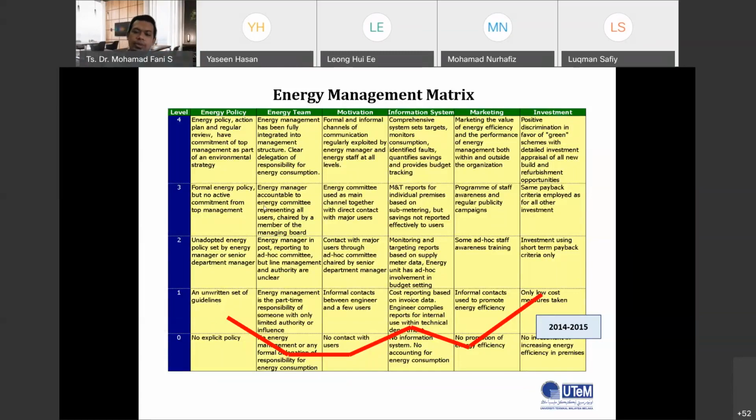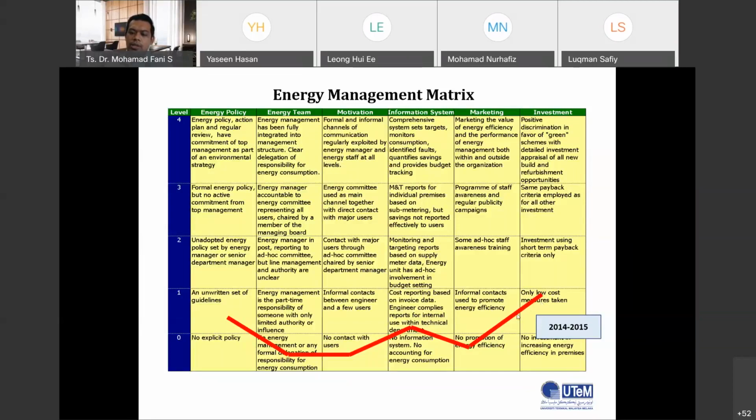Before SAM was introduced in UTEM, we had no proper energy management. There was an unwritten policy set, and there was no commitment from the top management. That's the status before SAM was introduced in UTEM. So yeah, that is the status.